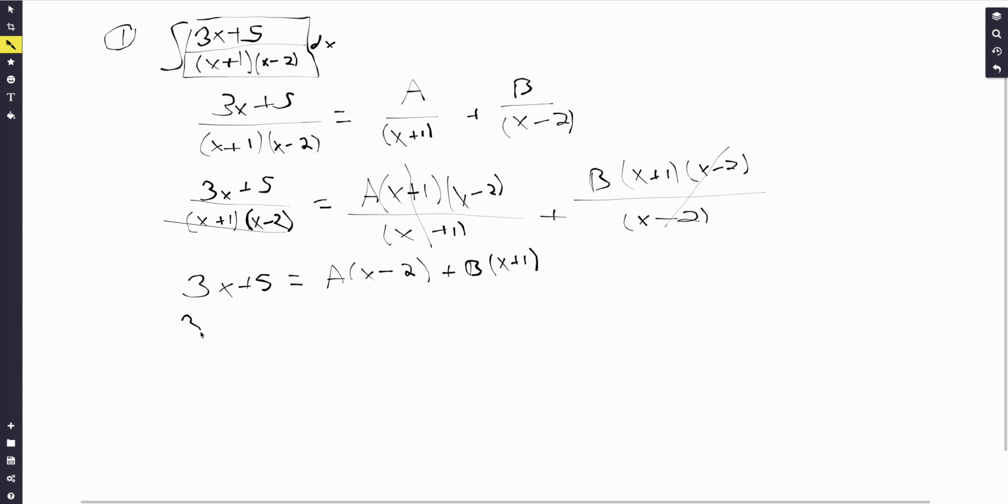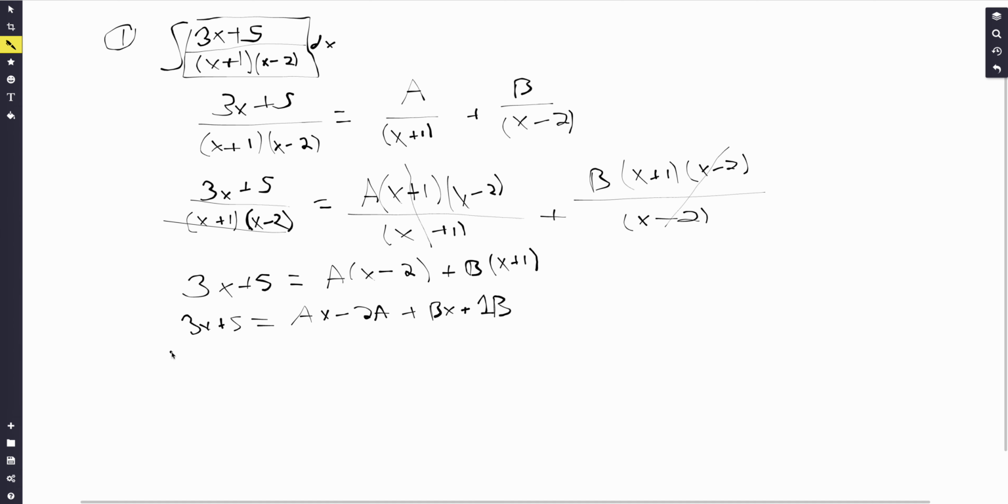So we still have 3x plus 5 is equal to, let's distribute this. So that would be ax minus 2a plus bx plus, just for the sake of it, I'm going to write 1b. Okay, now we have this. Our goal is to make this 3x plus 5 equal to ax minus 2a plus bx plus 1b, so you want both sides to have the same values, equal to each other.